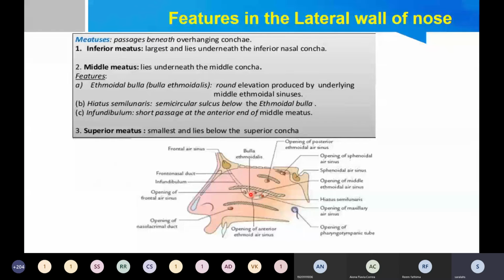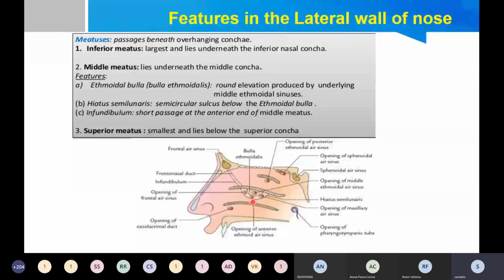Because each region or each part has different air sinuses which are opening into it. Now I already mentioned the bulla ethmoidalis itself contains the middle ethmoidal air sinus. So the middle ethmoidal air sinus will open into the bulla ethmoidalis, and into the hiatus, anterior part towards the infundibulum, there is an opening of the frontal air sinus. See, this is the frontal air sinus which opens into the anterior part and the infundibulum through a duct called the frontonasal duct.